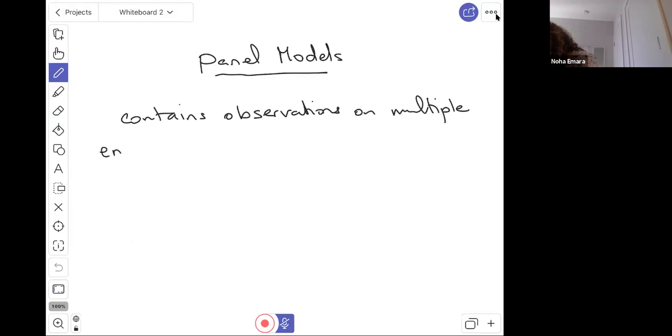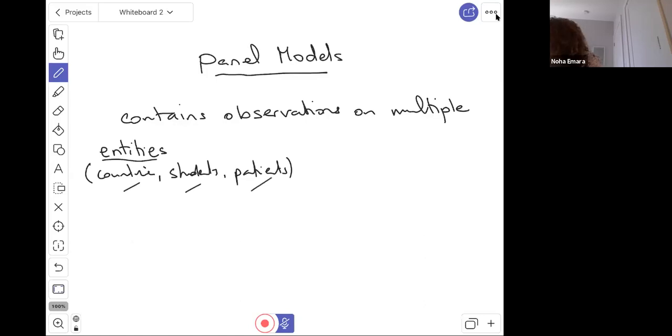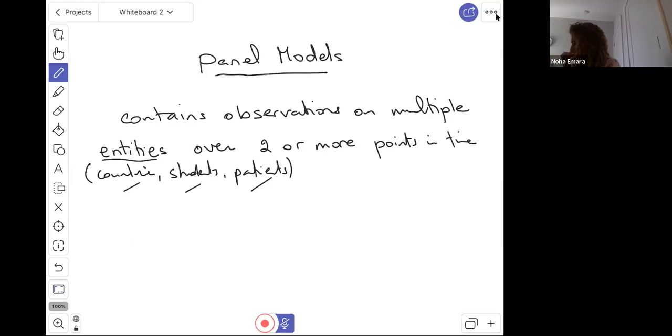cross-sections or multiple entities. Entities you can think of as countries, students, patients, anything, okay? So any cross-section. Entities would refer to countries, students, patients, governments, and so on, okay? And this is studied over 2 or more points in time, okay?